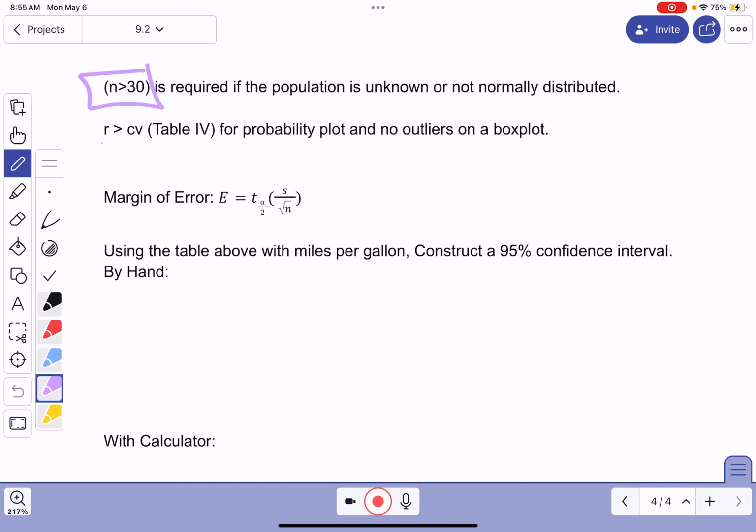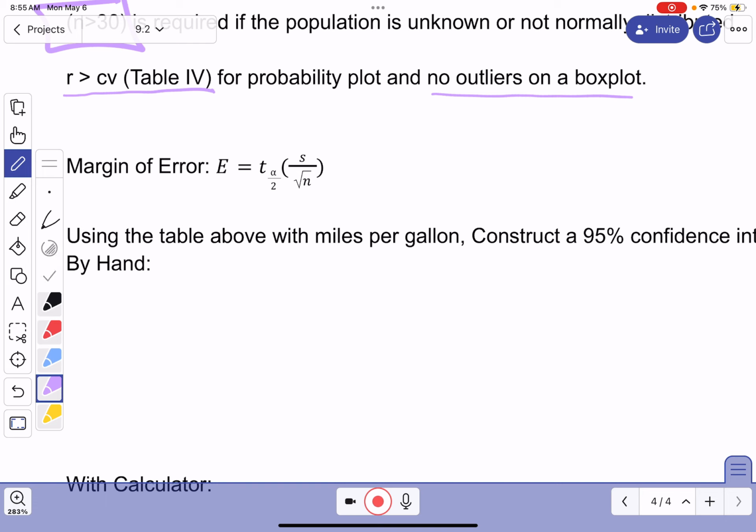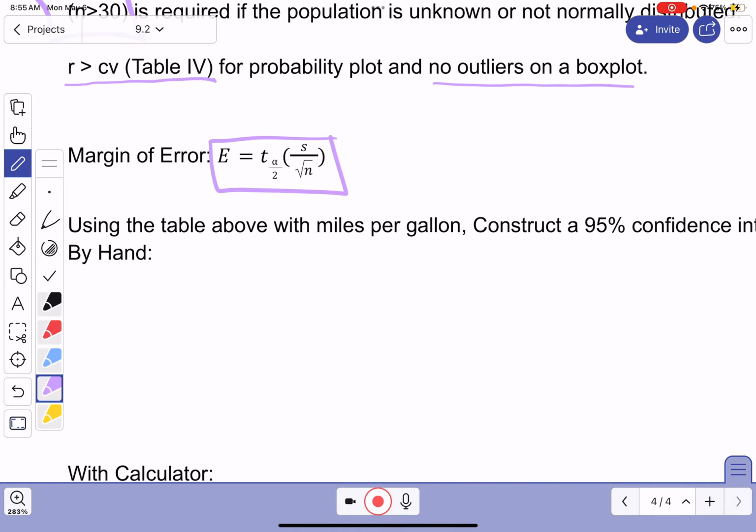And then, like before, it has to be linear for our probability plot with no outliers if it were a box plot. Margin of error looks similar. It's that t-value times the standard deviation over the square root of n. Those are just some equations.